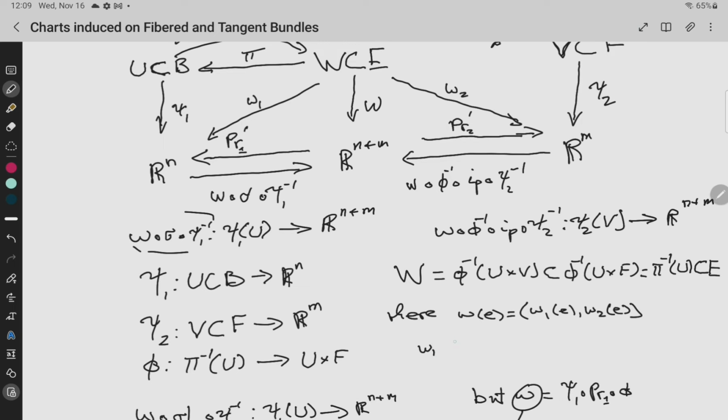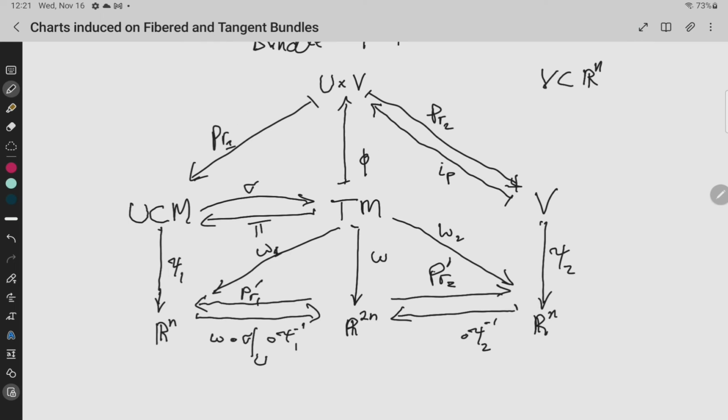And then from the diagram, you should see that omega 1 is going to be PR1 prime composite omega. And then omega 2 is PR2 prime composite omega. And we know that omega 1 and omega 2 are continuous because, well, you could check that they are open, so therefore they are continuous.